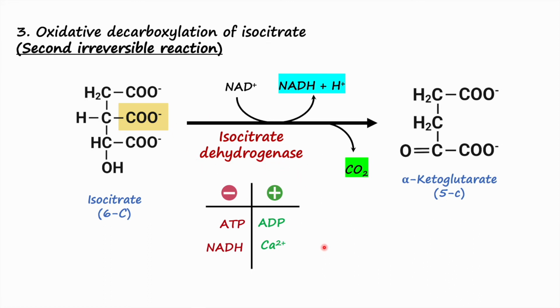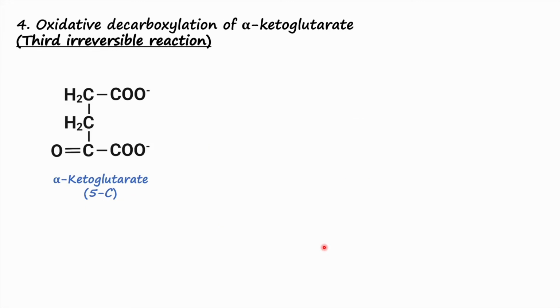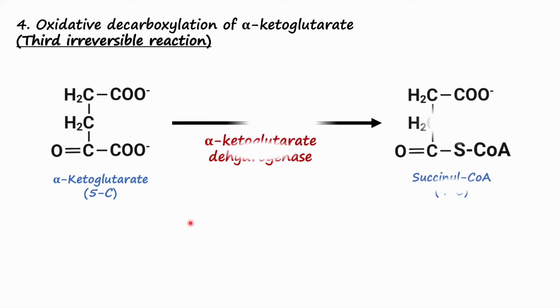So this is the third reaction of the citric acid cycle, which is the oxidative decarboxylation of isocitrate. Now the fourth reaction of the citric acid cycle is the oxidative decarboxylation of alpha-ketoglutarate, and this is the third irreversible reaction of the citric acid cycle. This is the second oxidative decarboxylation reaction of the citric acid cycle, which converts alpha-ketoglutarate to succinyl coenzyme A with the help of the enzyme alpha-ketoglutarate dehydrogenase.